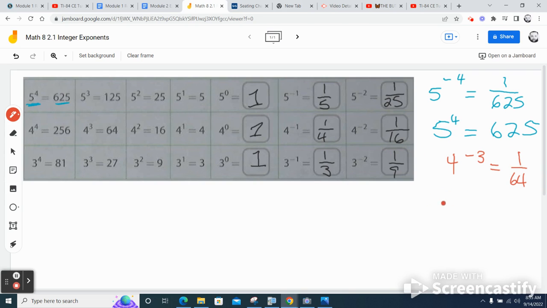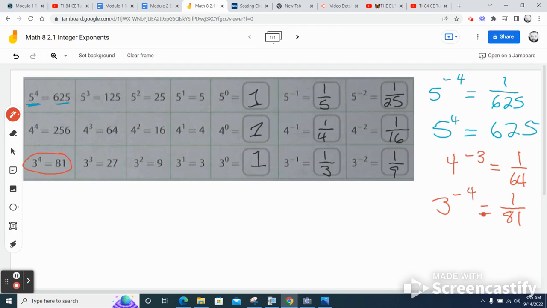Maybe you don't understand where this is coming from. What is 3 to the negative 4? So the first thing we got to do is figure out that 3 to the positive 4 is 81. So 3 to the negative 4 is 1 over 81. Okay? Does that help at all?